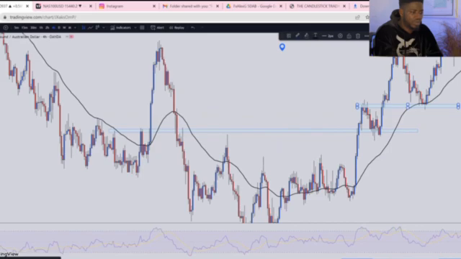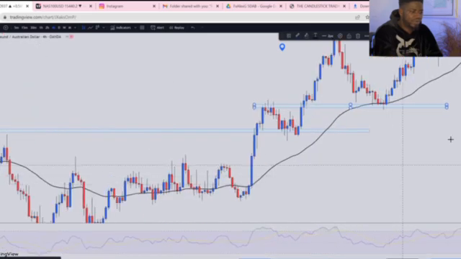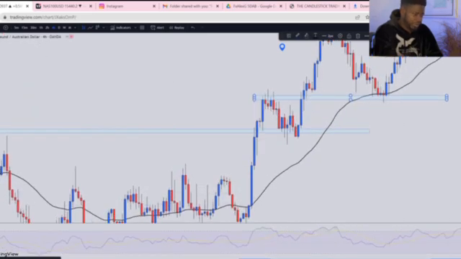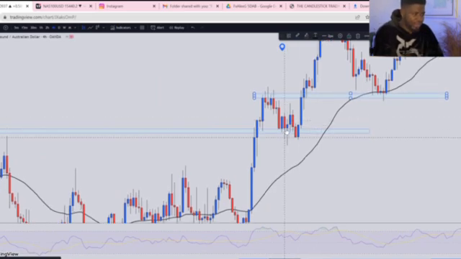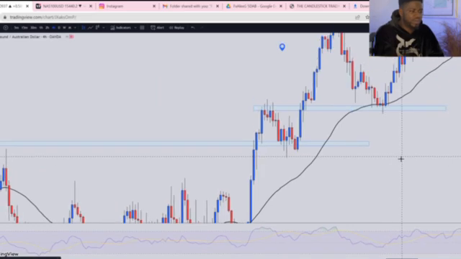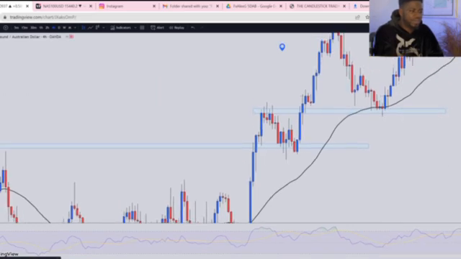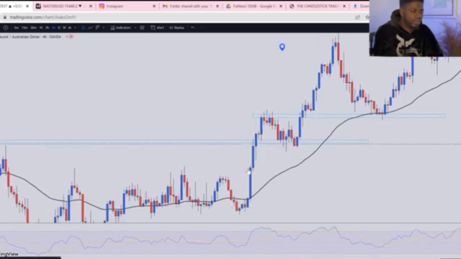So the good example of a hammer candle, it can be red, it can be blue. The most important thing is that it has this long wick below, this long tail. The long tail below signifies what?